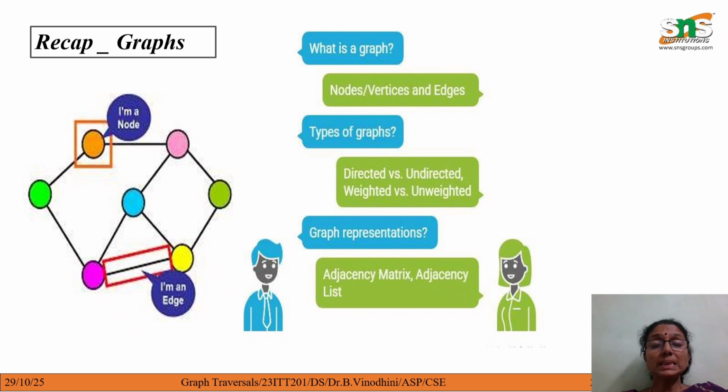A graph is a collection of vertices and edges. The vertices are nodes, and the vertices and edges together are called a graph. And also, we have seen the types of graph: directed versus undirected, and weighted versus unweighted. We also saw the graph representation. The graph representations are of two types: one is the adjacency matrix, the other one is the adjacency list. So these are all the terms we have seen in the last class.